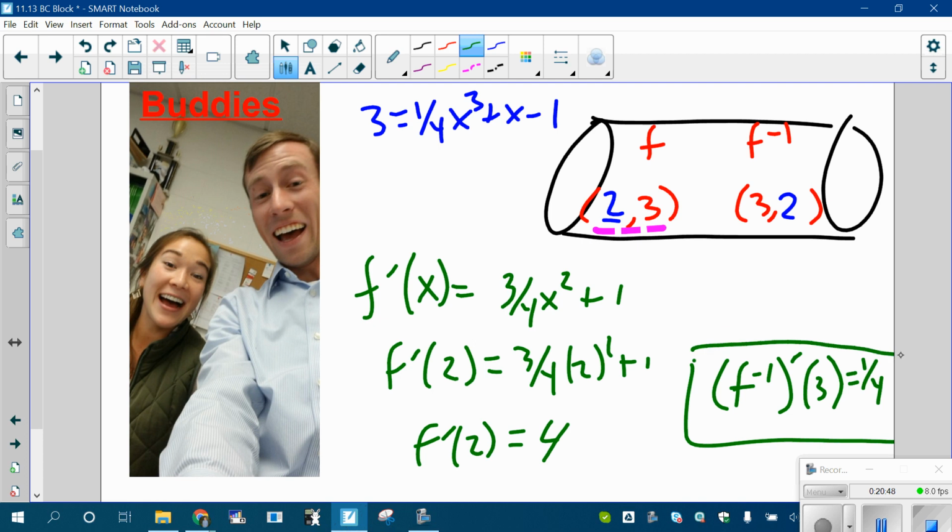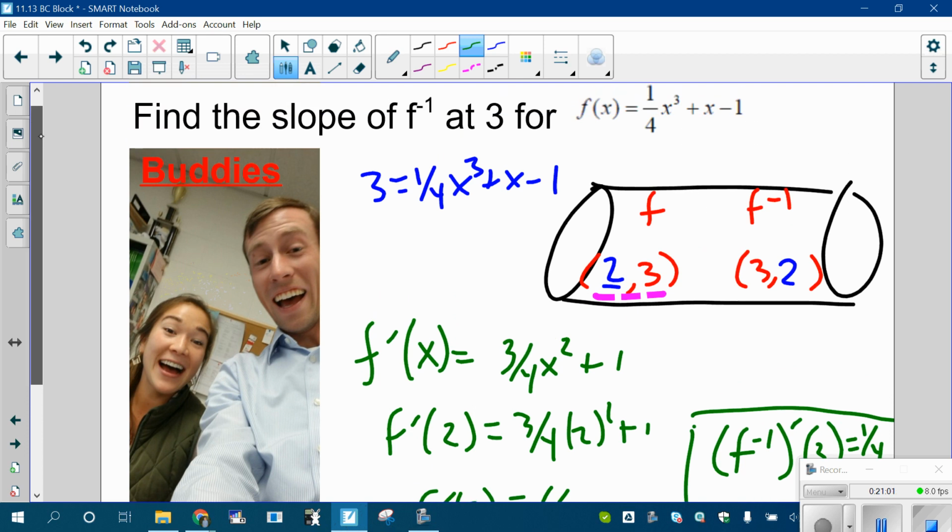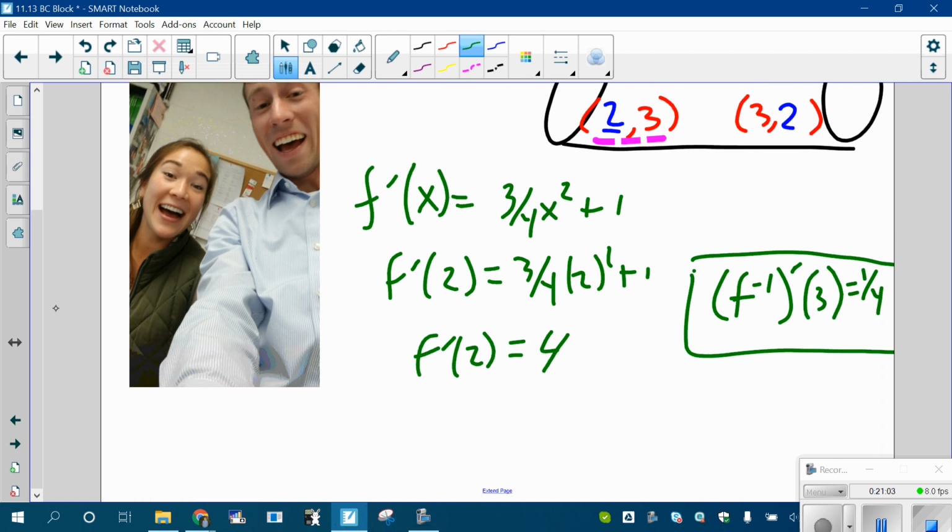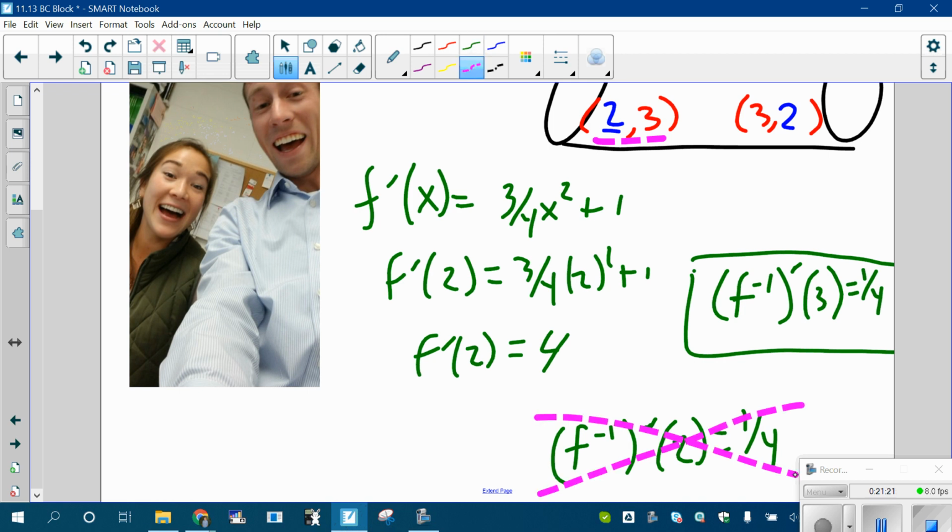I'll say that again because I think I said it wrong. Because the derivative of f at 2 is 4, the derivative of the inverse at the buddy point is 1/4. Okay? I'm just going to emphasize again, the main mistake people make is they forget the buddy point idea. They say, oh, because the derivative of f at 2 is 4, the derivative of the inverse at 2 is 1/4. And I say, no, you forgot the buddy point.